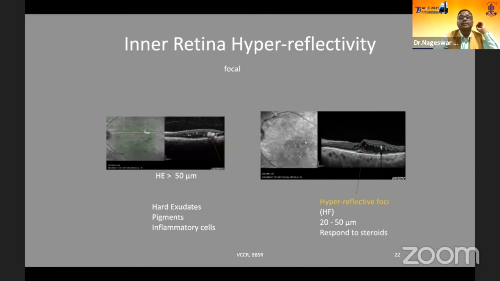And inner retinal hyperreflectivity, again, in the retina, hard exudates, pigments or inflammatory cells are usually more than 50 micron. And for the lesser size, nowadays we are defining hyperreflective foci. You will see them particularly in diabetic macular edema patients, because of long-standing diabetic macular edema, there will be some changes in the hyperreflective foci. They are less than 50 micron in size, and they will respond to steroids. In those cases, anti-VEGF may not be effective. You have to combine with steroids, or you can go with steroid alone.